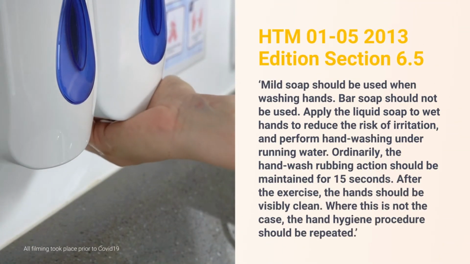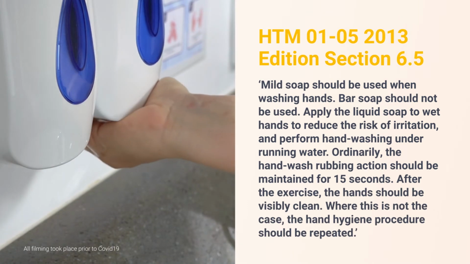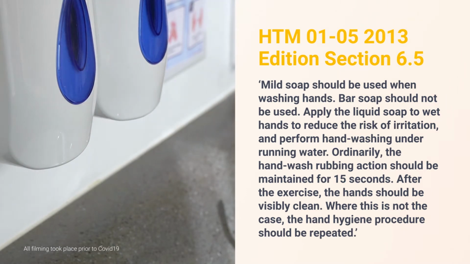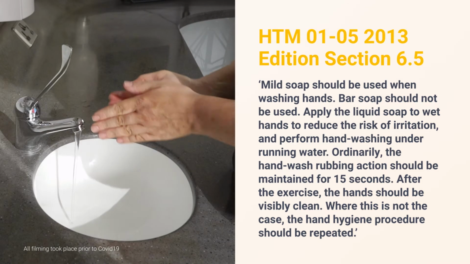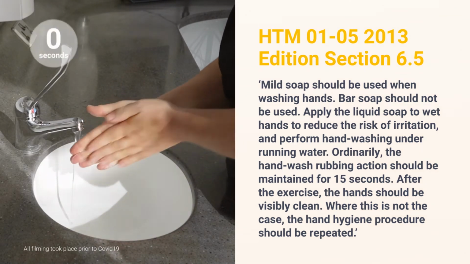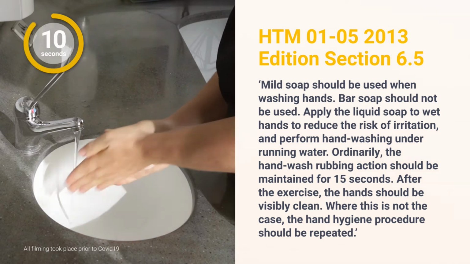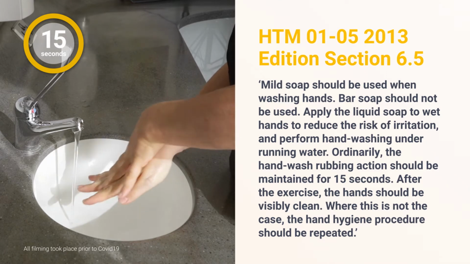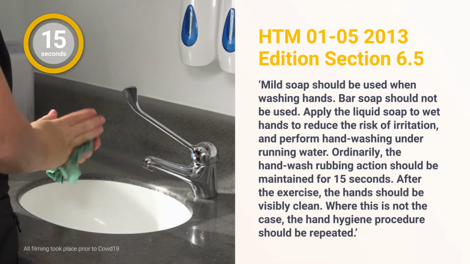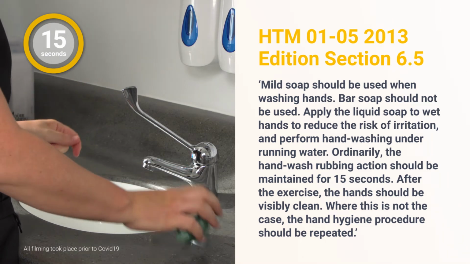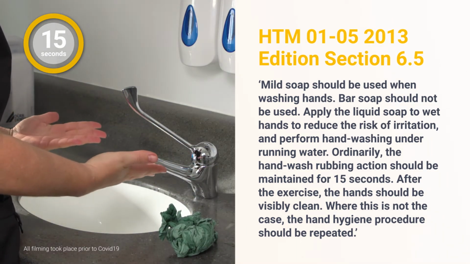HTM 0105 2013 edition, Section 6.5. Mild soap should be used when washing hands. Bar soap should not be used. Apply the liquid soap to wet hands to reduce the risk of irritation and perform hand washing under running water. Ordinarily, the hand wash rubbing action should be maintained for 15 seconds. After the exercise, the hands should be visibly clean. Where this is not the case, the hand hygiene procedure should be repeated.